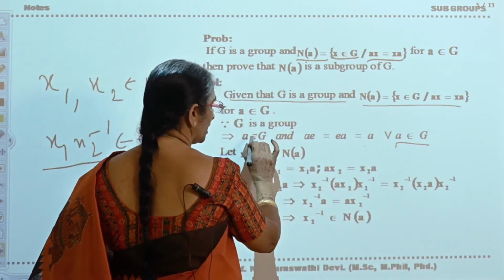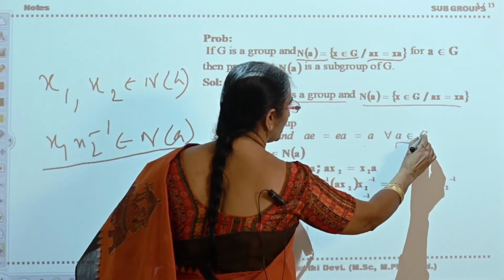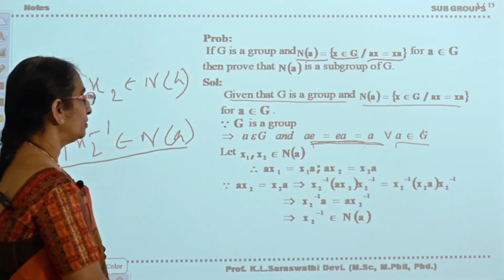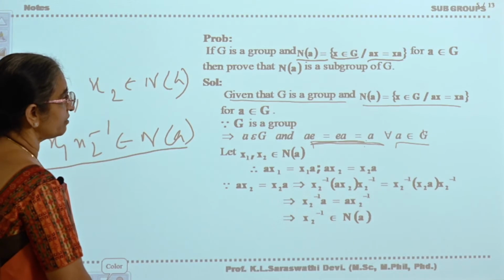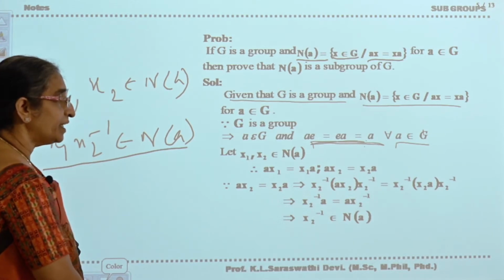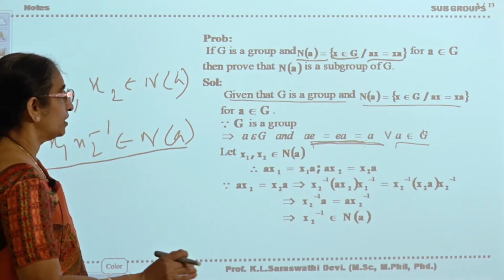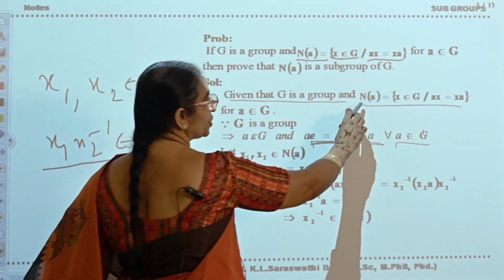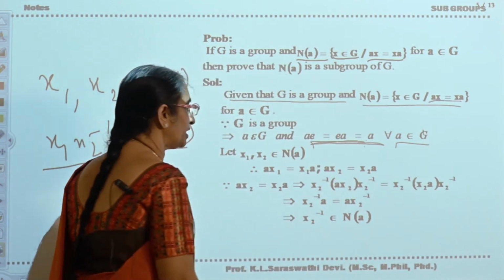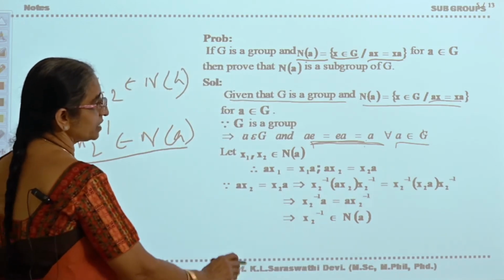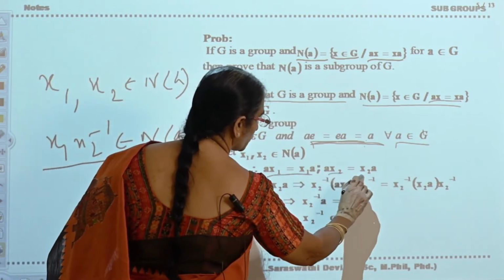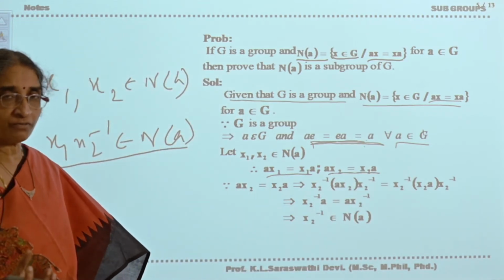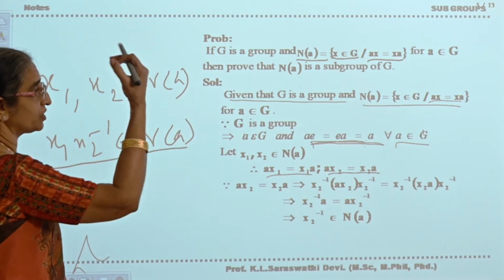If you take A belongs to G, that A will be in N of A satisfying this condition. Now Ax1 is equal to x1A and Ax2 is equal to x2A, where x1, x2 belong to N of A. What is the condition in N of A? Ax should be equal to xA. Therefore, Ax1 is equal to x1A, Ax2 is equal to x2A. Why? Because x1 and x2 belong to N of A. N of A is defined in such a way.